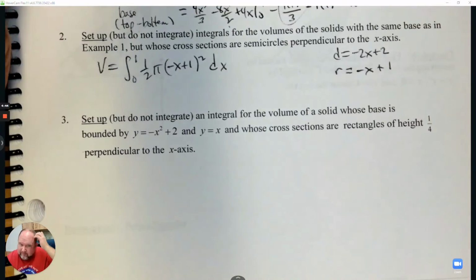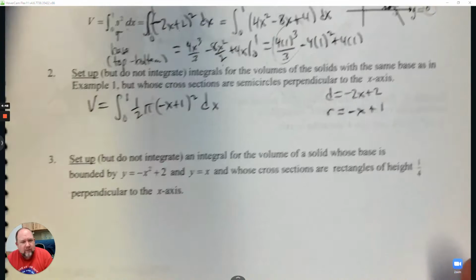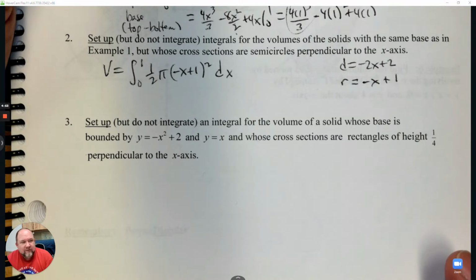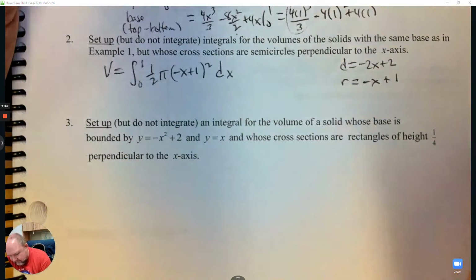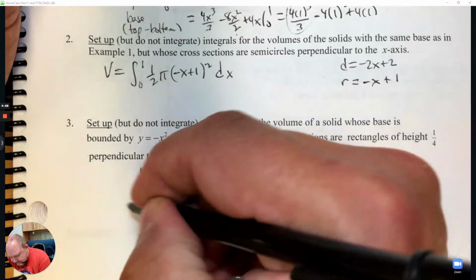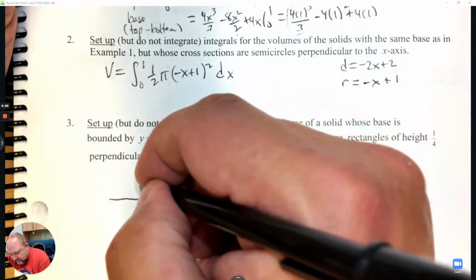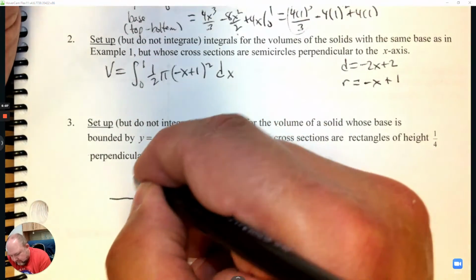Number 3, set up but don't integrate an integral for the volume of a solid whose base is still bounded. Oh no, different one now. Negative x squared plus 2, y equals x. And the cross sections are rectangles perpendicular to the x-axis. Step number 1 is to graph this. So negative x squared plus 2 starts at 2, and it's a parabola that folds down.